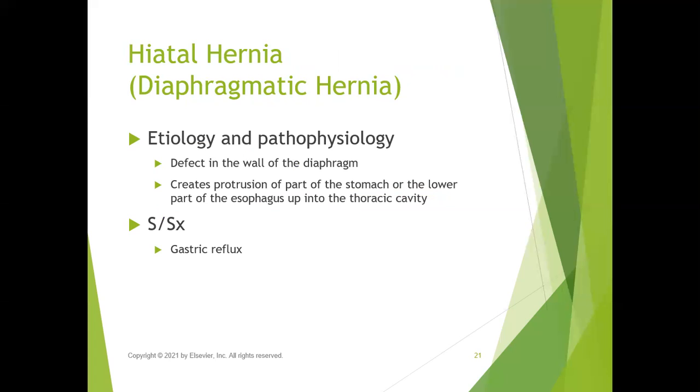Hiatal hernia, also known as a diaphragmatic hernia, is another condition we will look at. Hiatal hernia is a defect in the wall of the diaphragm, and it creates a protrusion of part of the stomach or the lower part of the esophagus up into the thoracic cavity, like a loop back into the chest. Signs and symptoms of a hiatal hernia include gastric reflux. There can also be a little pain with a hiatal hernia, something to be aware of.